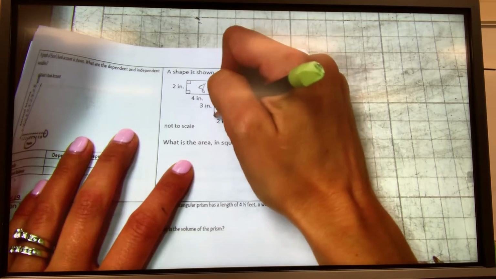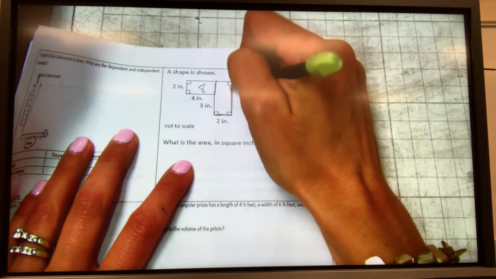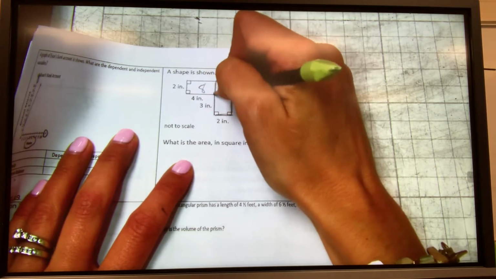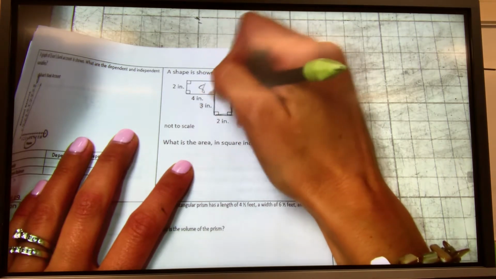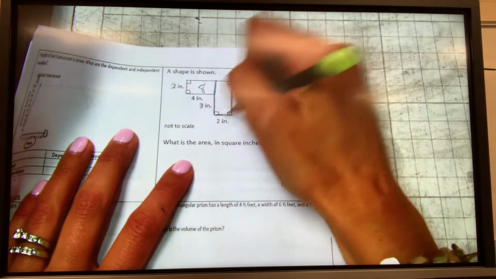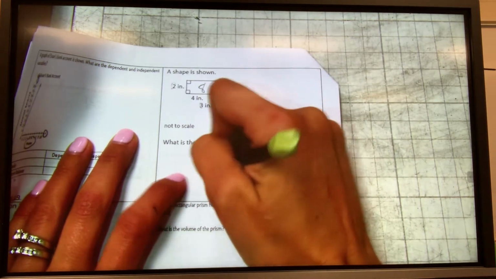Now this side has a length of 2, but this side is going to be a little longer. If this side is 3 and then right here is 2, 3 plus the 2 gives me 5. So this is going to be 10. So when I add those up, I get an answer of 18.